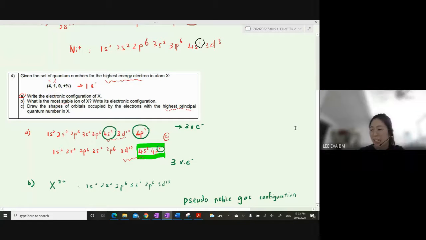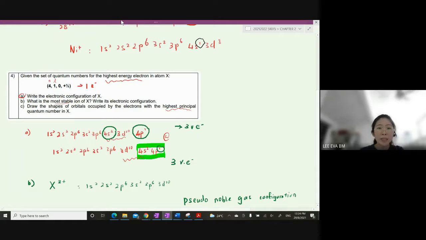Okay, so awak catat semua orang catat jawapan ni dulu. So untuk yang electronic configuration yang part A, tulis 2-2, lepas tu awak highlightkan, tuliskan 3 valence electron. Okay, so we know that in order to achieve the most stable ion state, we need to remove all these valence electron. And then for part C, draw the shape of orbitals occupied by electron with the highest principal quantum number. Okay, in X bukan X3+, in X only.